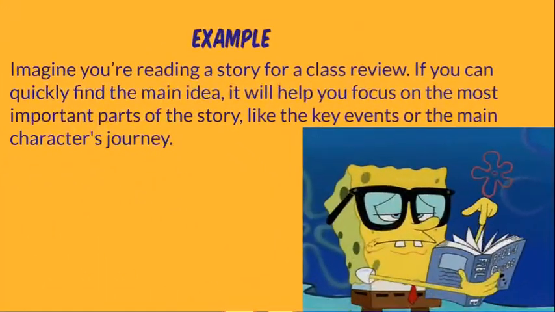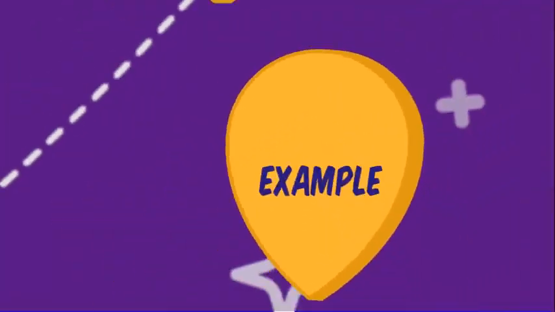For example, imagine you are reading a story for a story review in the class. If you can quickly find the main idea, you can focus on the other important parts of the story, like the key events, what had happened in the story, the main character's journey, the people in the story, what happened to them, and how they reacted. Once you get the main idea, it will be easy for you to focus on other important details of the story. That's why learning to find the main idea is important.